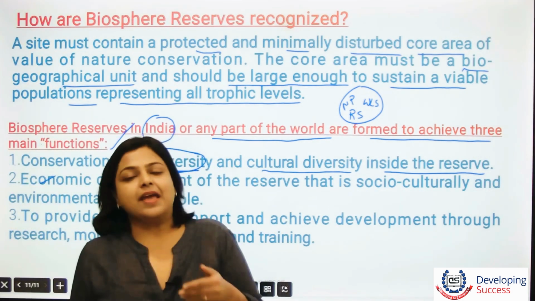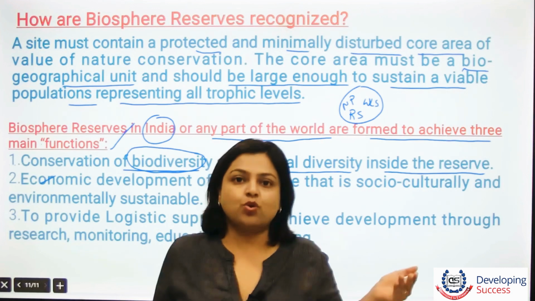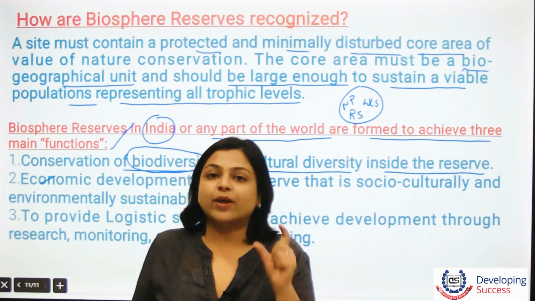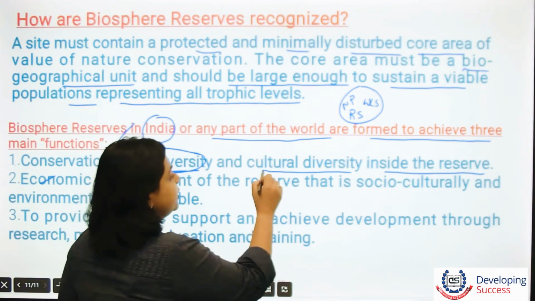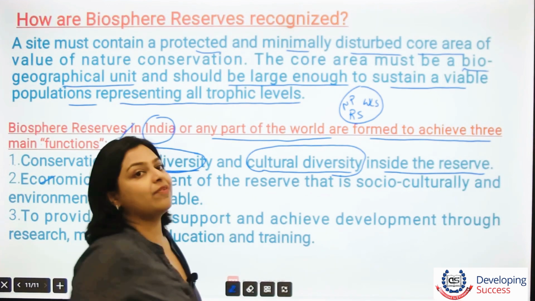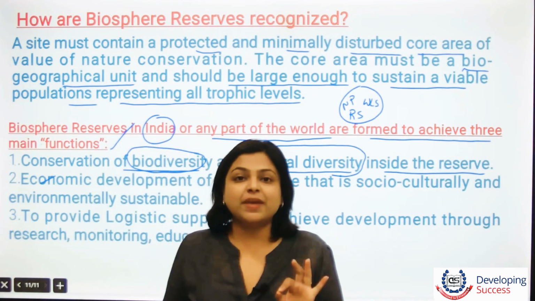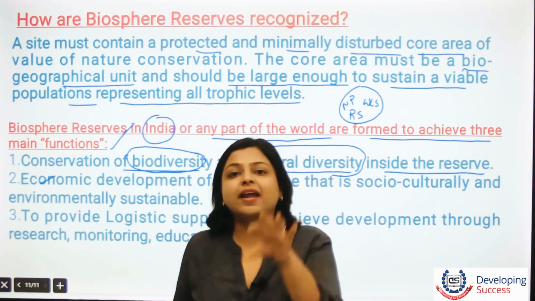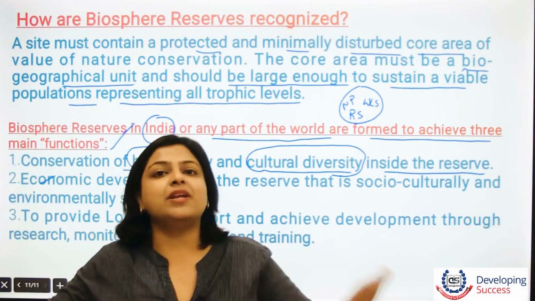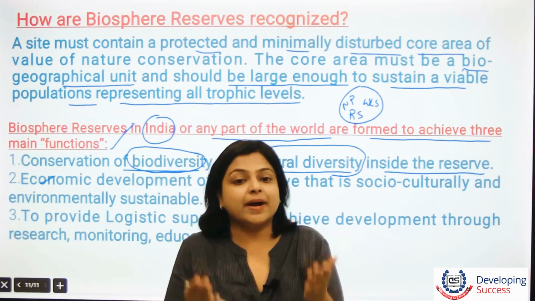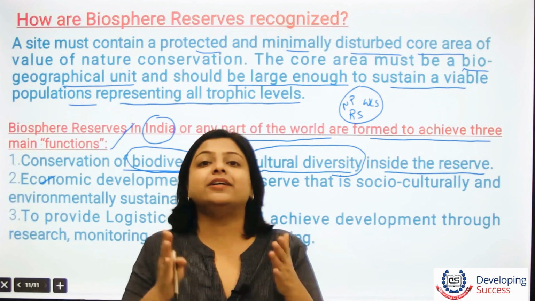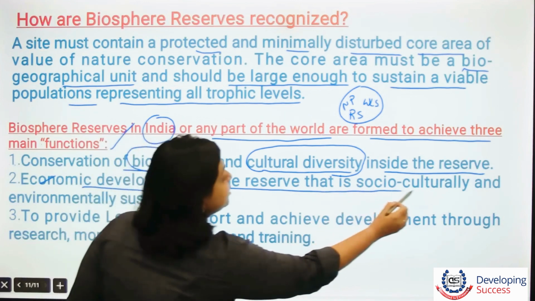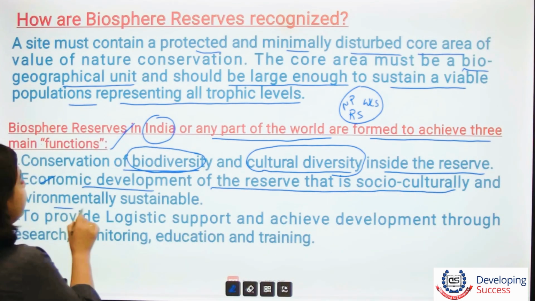You know that environment degradation is an issue of this century. Okay, so to conserve the environment we have to conserve the biodiversity, but this particular biosphere reserve is also saving the cultural diversity. That means we are also doing ecotourism, we are also doing agriculture inside the biosphere reserve. We are not eliminating them in the name of conservation, but we are going in sync, in tandem. Okay, next point is economic development of the reserve, that is socio-culturally and environmentally sustainable.